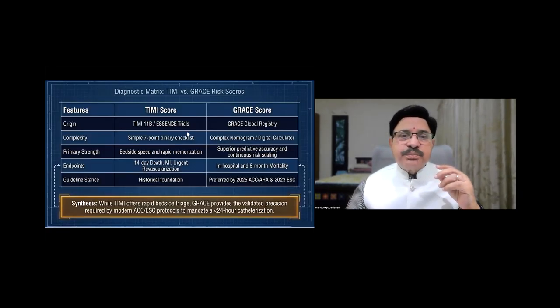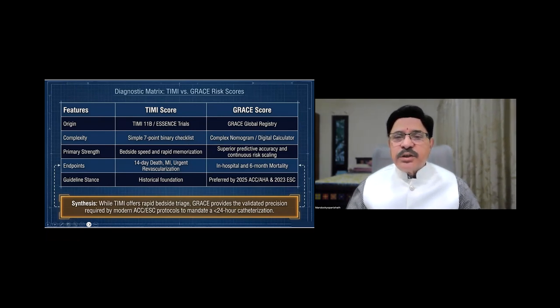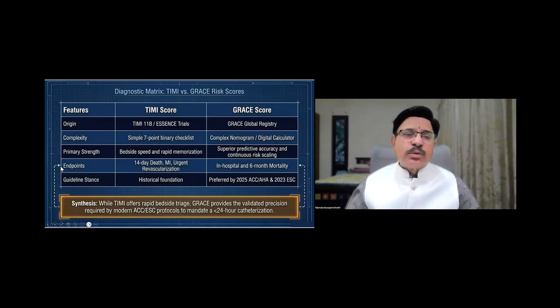Now, TIMI score, GRACE score. How do you know TIMI? Because the TIMI 11B and ESSENCE trials have shown that. GRACE score, from the GRACE Global Registry. Complexity: TIMI is a 7-point binary checklist. GRACE is a complex nomogram. You require a digital calculator for the GRACE score.